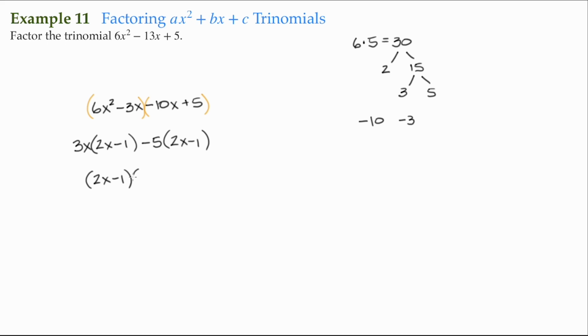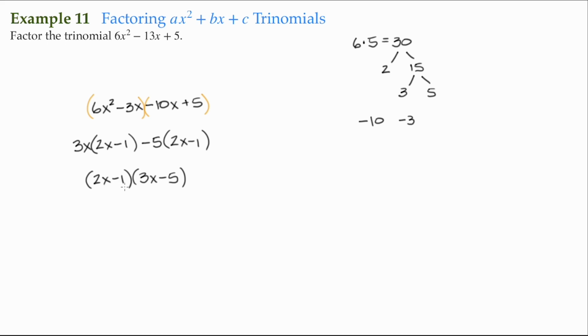And what are we left over with? 3x minus 5. And of course we can use FOIL to check. 2x times 3x, that's 6x squared. 2x times negative 5, that's negative 10x. Negative 1 times 3x, that's negative 3x. And of course negative 1 times negative 5, that's 5. We combine these two terms here, and we have negative 13x.